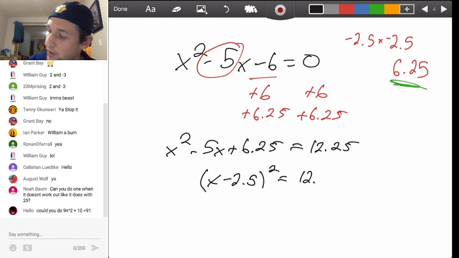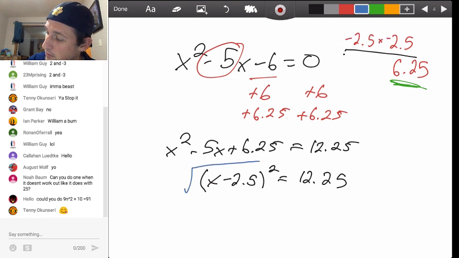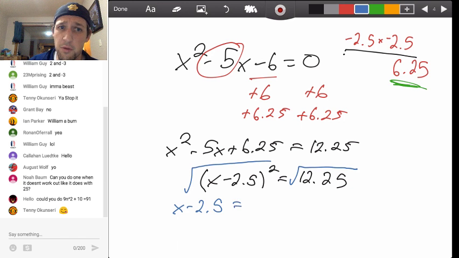Again, I know it's 2.5 because those are the numbers that I used right up there. Okay. Now I'm taking the square root of both sides. And I get x minus 2.5 equals the square root of 12.25, I believe, is 3.5.